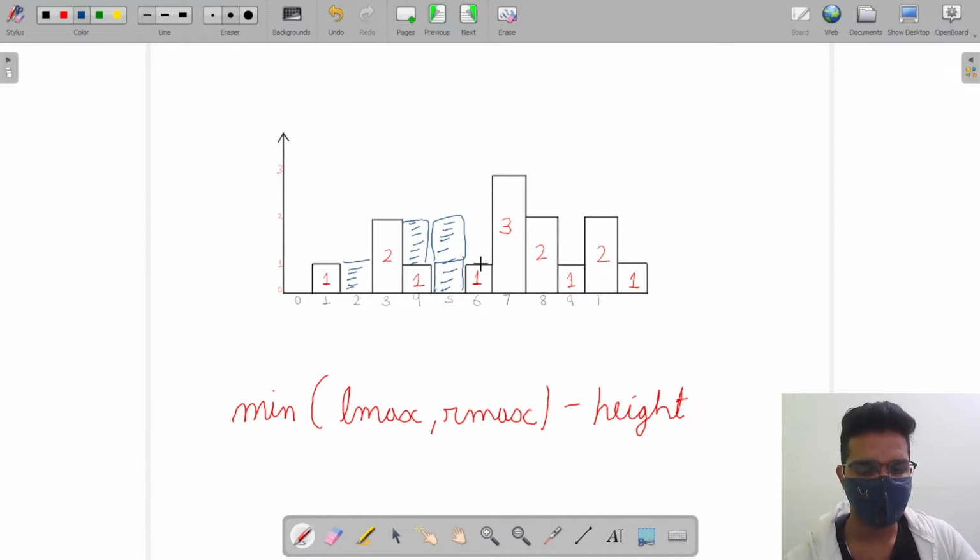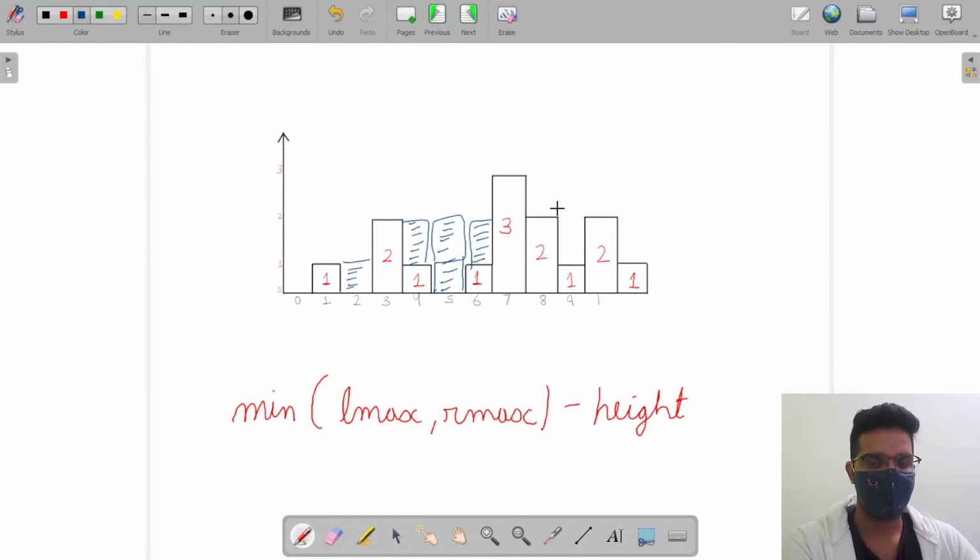Now at 6th index, my right max is 3 and my left max is 2. So here, how much water I can store is 2 minus my own height, that is 1. I hope you are getting how I am getting into it. For 3, I got no left max as well as no right max, so I can't. So water will not get trapped here. At 8th index, left max is 3, but there is no right max, so no water will get trapped.